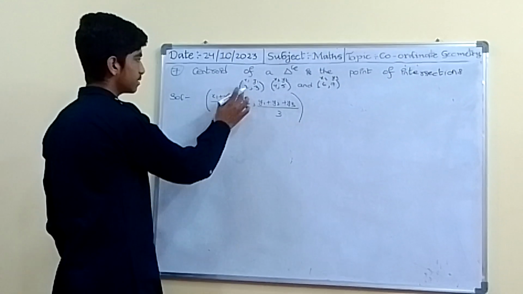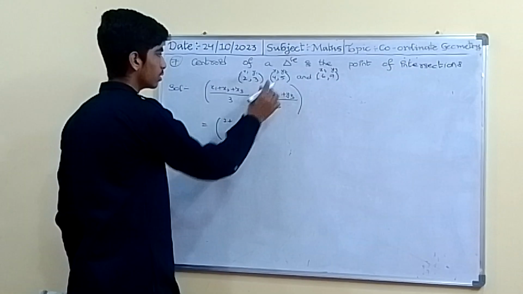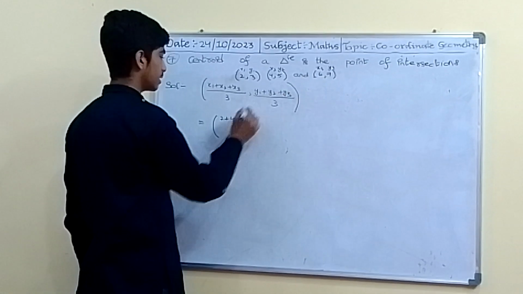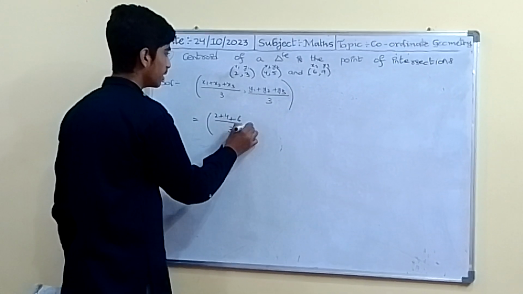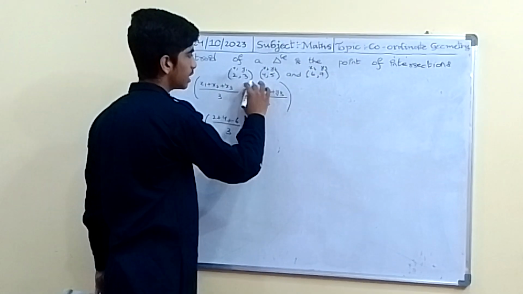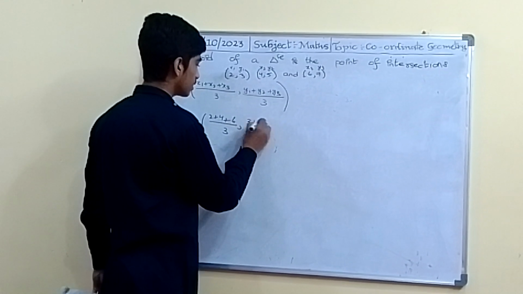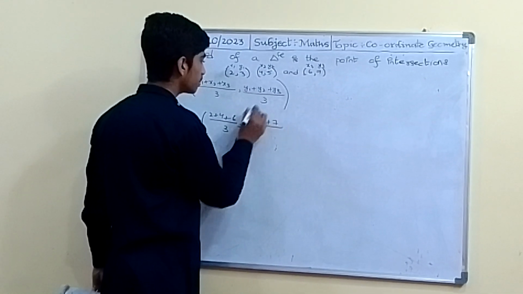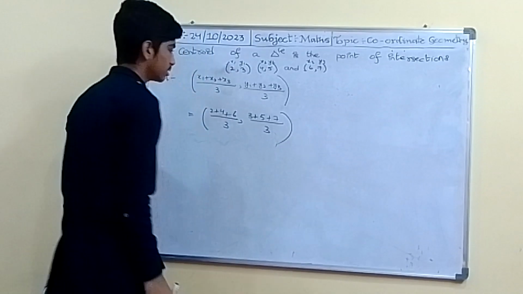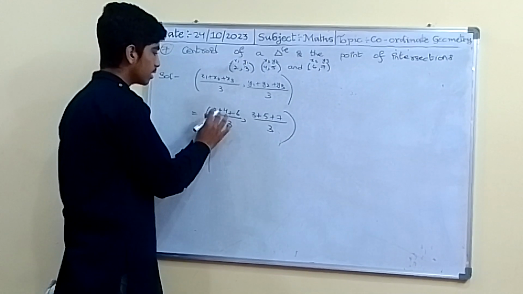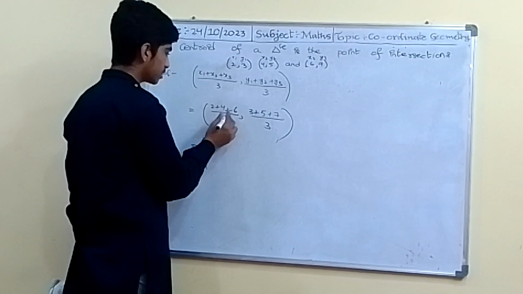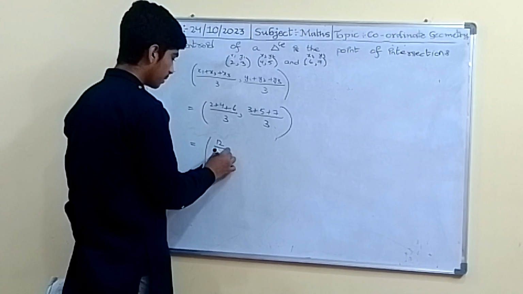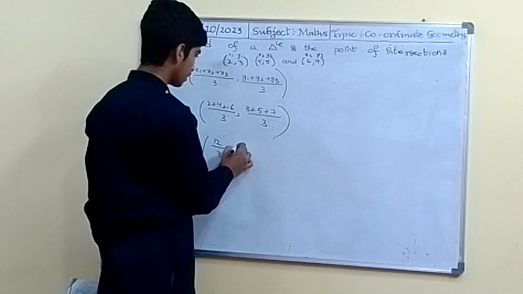What is x1 here? 2 plus x2 4 plus x3 6 by 3, comma y1 plus y2 plus y3, 3 plus 5 plus 7 by 3. So we get, here, the first step: what is 2 plus 4? 6. 6 plus 6, 12. 12 by 3, comma 3 plus 5 plus 7, 15 by 3.